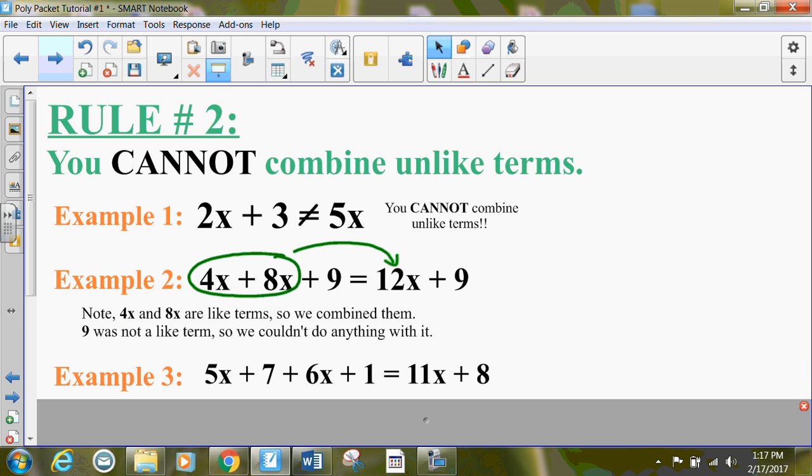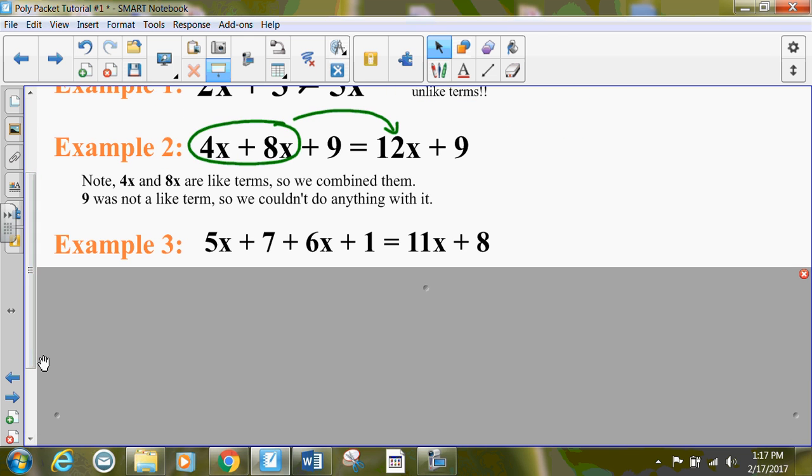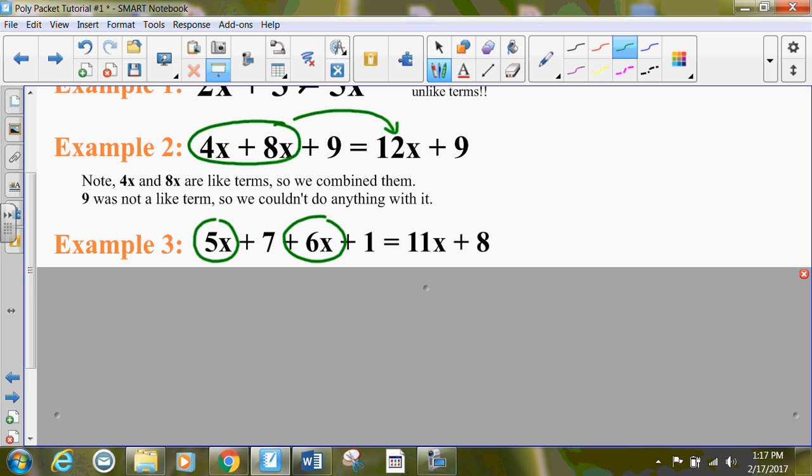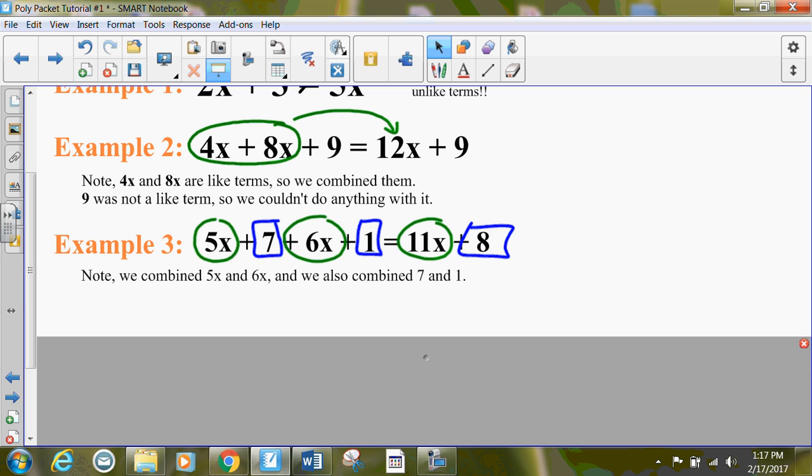All right, so when we're looking at example 3, we notice that we can combine like terms. So here we've got 5x plus 6x, and that gives us 11x. And then we notice that we've got 7 plus 1, and that gives us 8. So what we're doing so far is combining like terms.